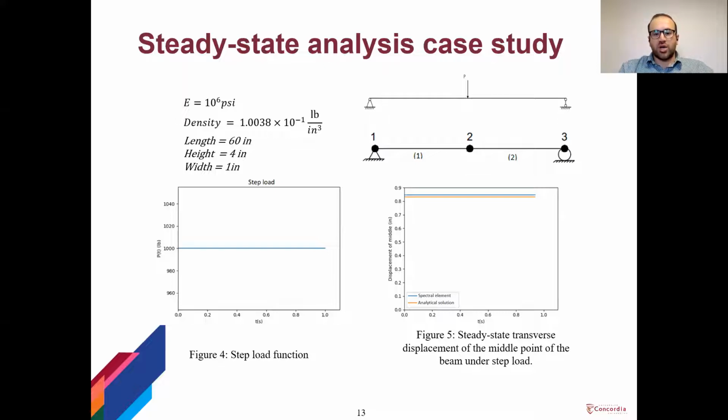Figure 5 at the bottom right of the screen shows the transverse displacement of the middle point of the beam, which is obtained from a model that has 2 spectral elements. The response is shown in blue and is compared with the steady-state analytical solution, which is shown in orange. And we can see great agreement between the 2 steady-state solutions.